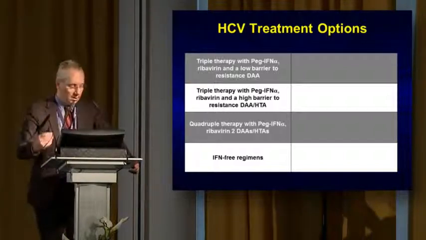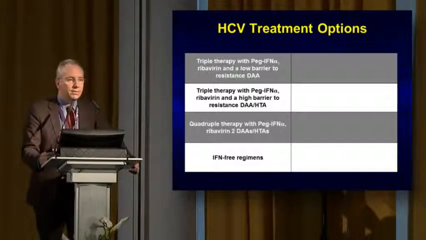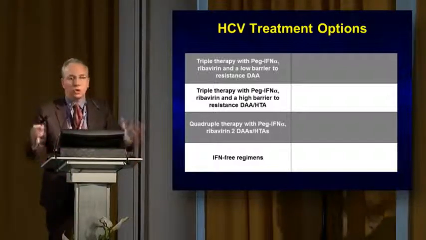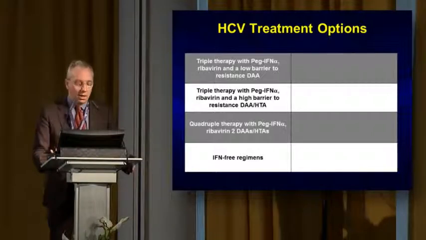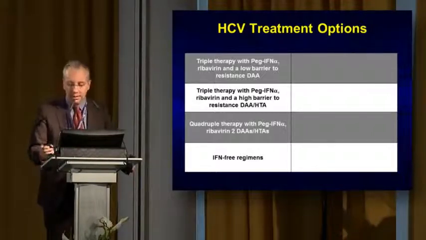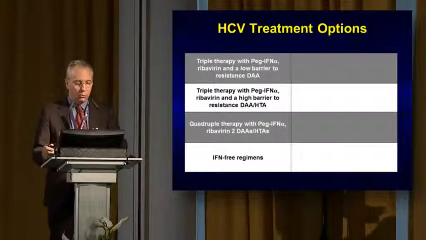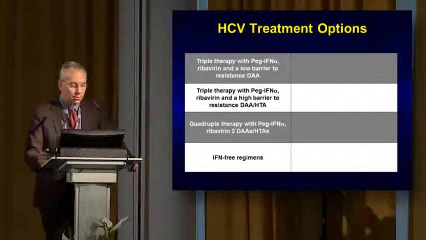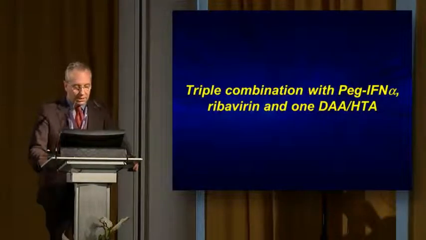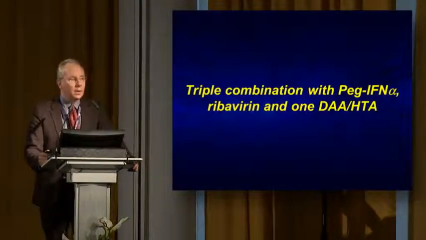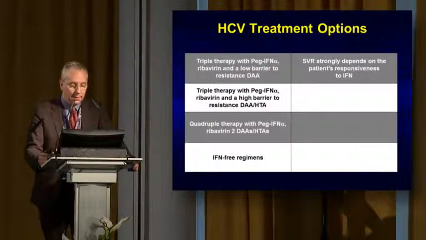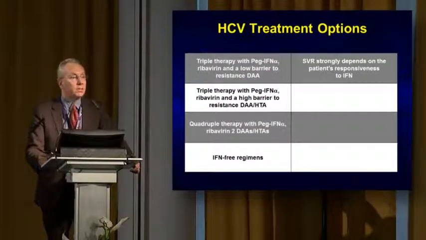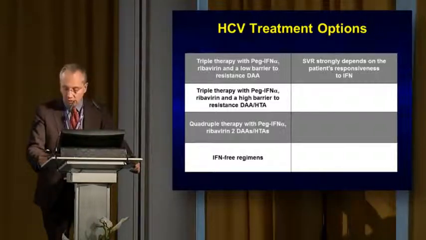And finally, the end of the HIV story will probably be the use of all oral interferon-free regimens, just using oral inhibitors of the viral life cycle without any interferon. And we'll discuss treatment failure and the role of resistant treatment failure in these four options. Triple combination with peginterferon, ribavirin, and one DAA or host-targeted agent. In that case, the sustained virological response strongly depends on the patient responsiveness to interferon. And this is a major driver.